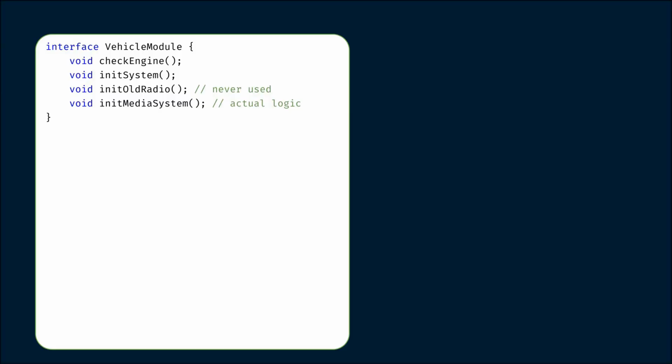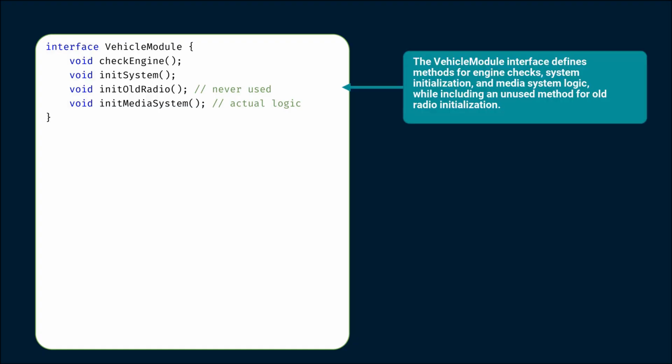Now let's take a look at a practical example of the dead-end anti-pattern through a legacy interface. In this case, we have an interface named Vehicle Module that includes several method signatures meant for various system functionalities. Among these, the methods checkEngine and initSystem are valid and in use, while the method initOldRadio is marked with a comment indicating that it is never used, representing obsolete logic.